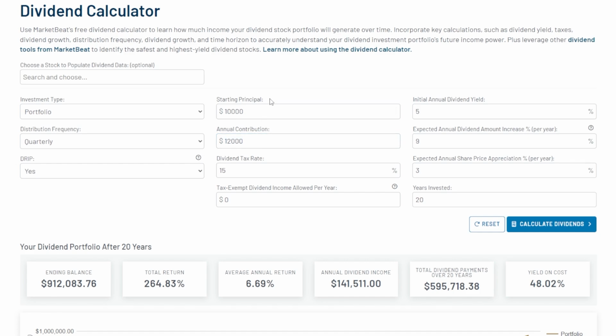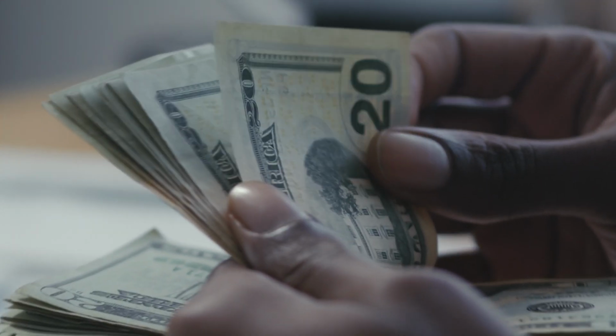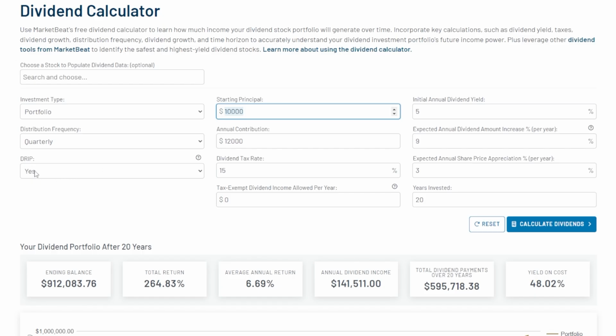I definitely recommend you guys do so. This is because years back, I started messing around with these dividend calculators a lot more, and it really painted a picture of what my portfolio could actually turn into long term and made me extremely motivated. So annual contribution is $12,000, starting principal is $10,000, DRIP is turned on, which means we are going to be reinvesting our dividends. The distribution frequency is quarterly. The dividend tax rate is 15%. Again, you can change this to whatever you want. Tax exempt dividend income is going to be 0.